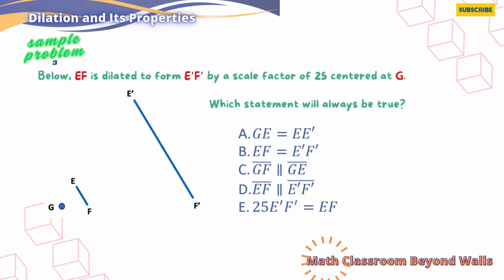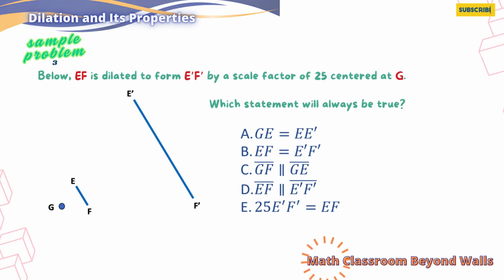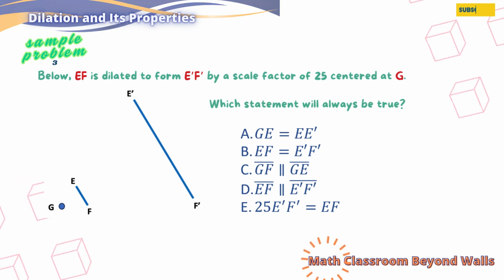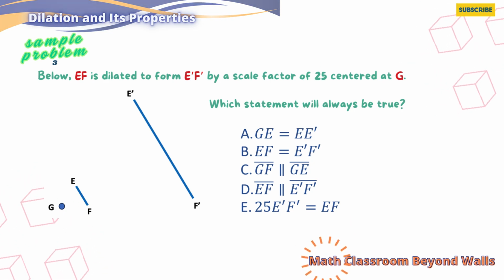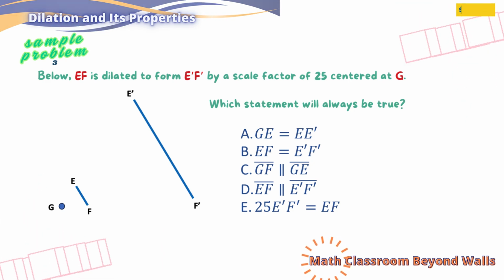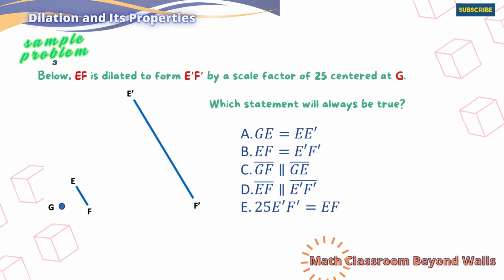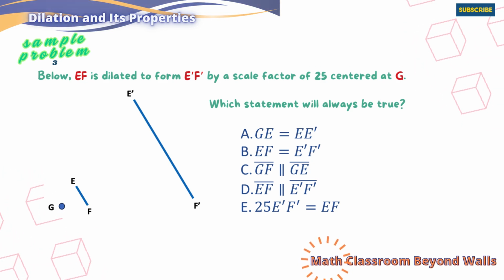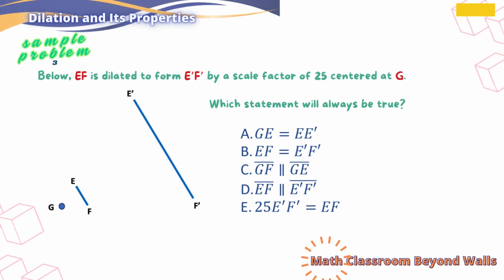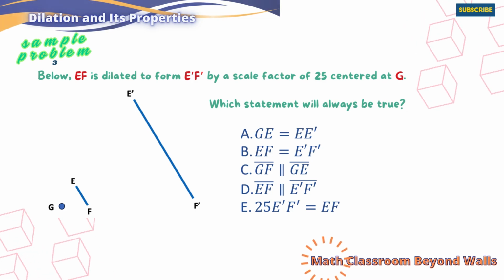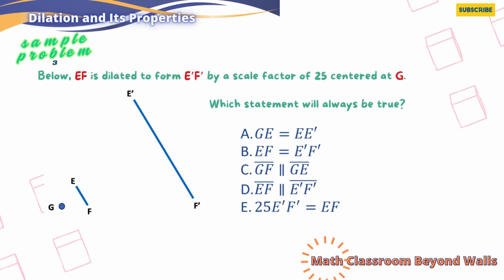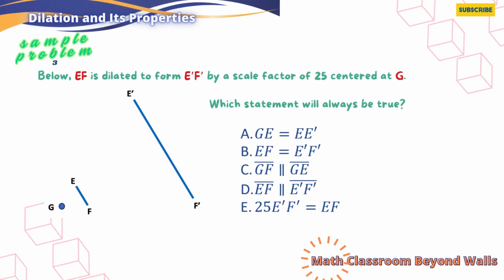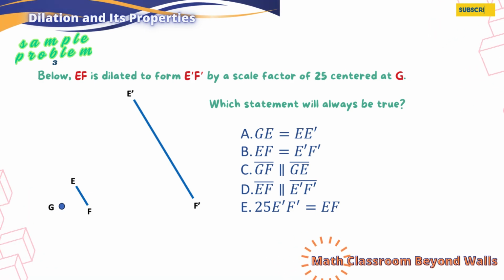Option A, the measure of GE is equal to the measure of E prime. Option B, the measure of EF is equal to the measure of E prime F prime. Option C, line segment GF is parallel to line segment GE. Option D, line segment EF is parallel to line segment E prime F prime. And option E, 25 times the measure of E prime F prime equals the measure of EF.